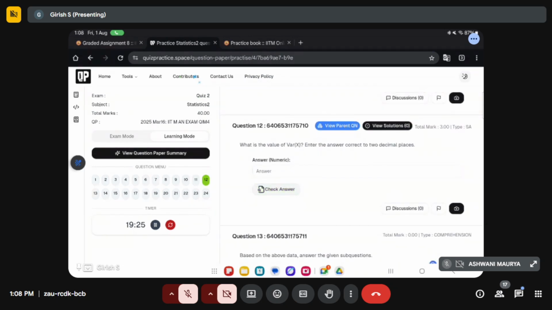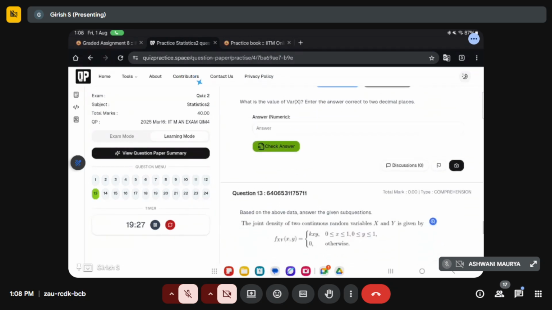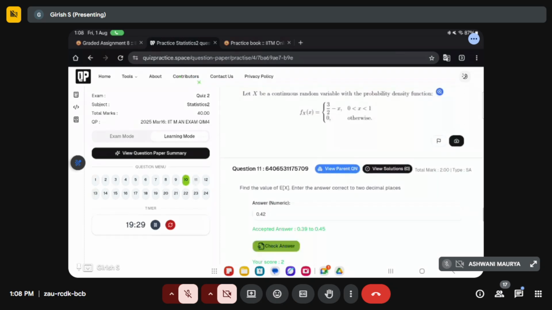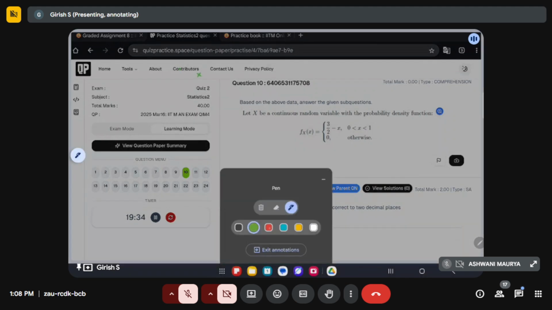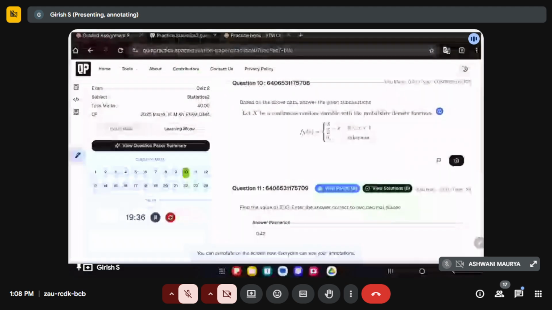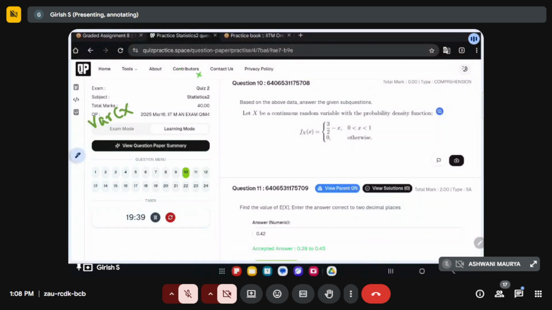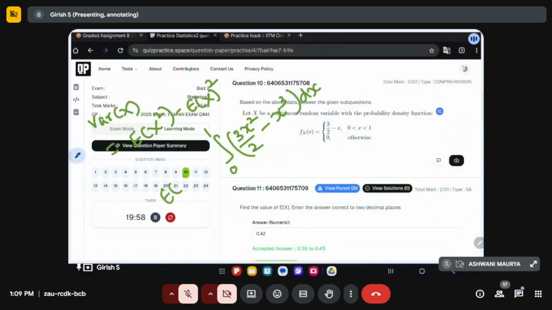Now, we wanted to calculate the variance. In order to calculate the variance, we want the variance of x. This is equal to expectation of x square minus expectation of x the whole square. So we want this expectation of x square now. For that, I'm just multiplying x square with this, dx, and this varies from 0 to 1. This is your expectation of x square.